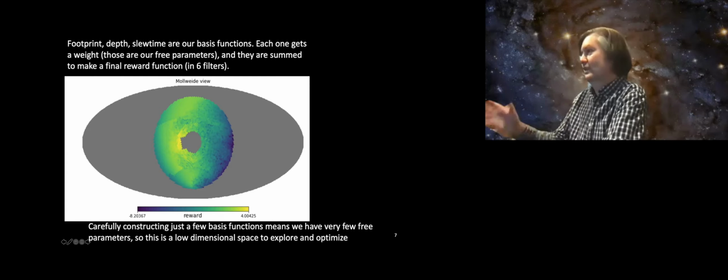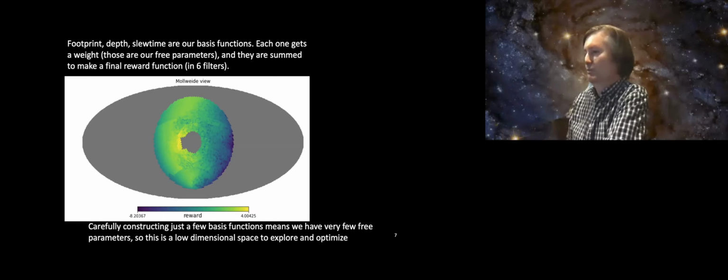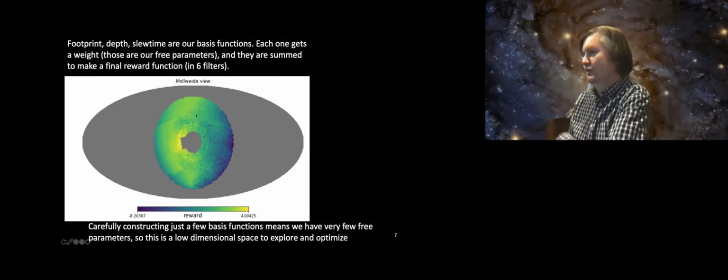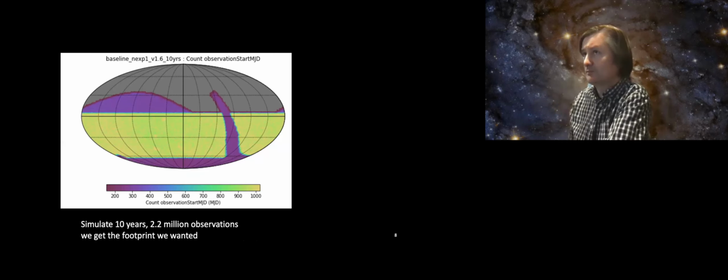And we're doing this in 6 filters, and so it will intelligently pick redder filters when the moon is up and things like that. So the nice thing is this gives us just 3 free parameters that we can adjust and tune to get our behavior. So it's a very low dimensional space to explore and optimize.